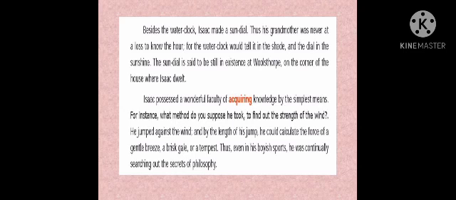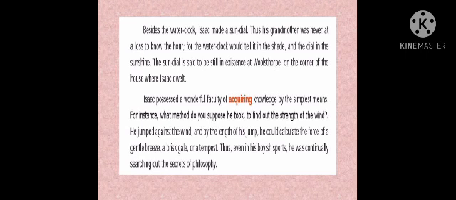Now let's see the next paragraph. Beside the water clock, Isaac made a sundial. Thus his grandmother was never at a loss to know the hour, for the water clock would tell it in the shade and the dial in the sunshine. The sundial is said to be still in existence at Woolsthorpe, on the corner of the house where Isaac dwelt.